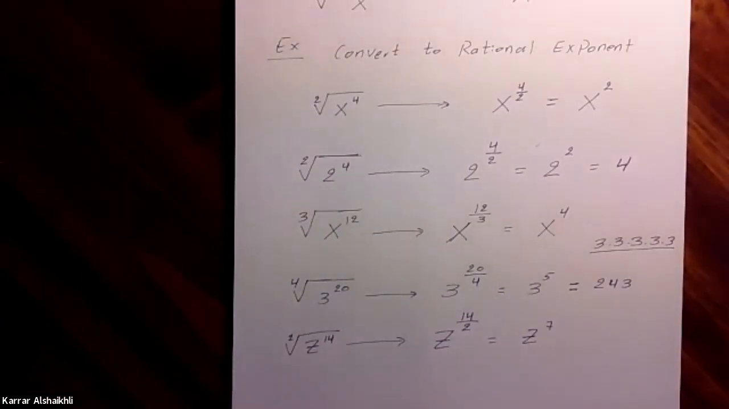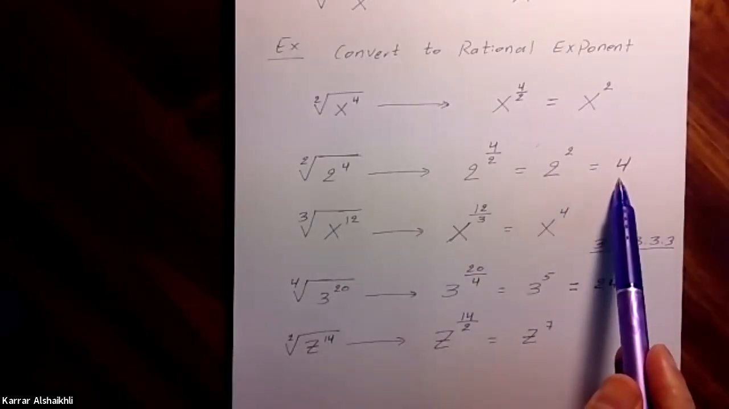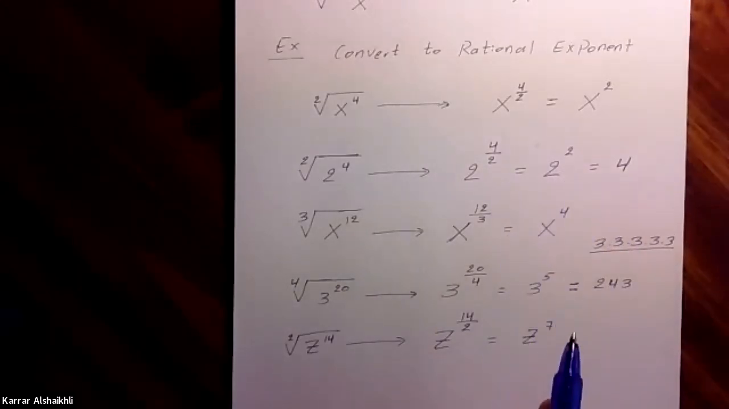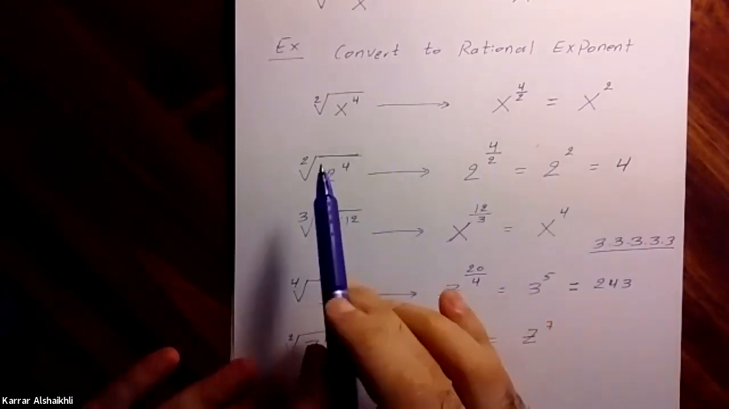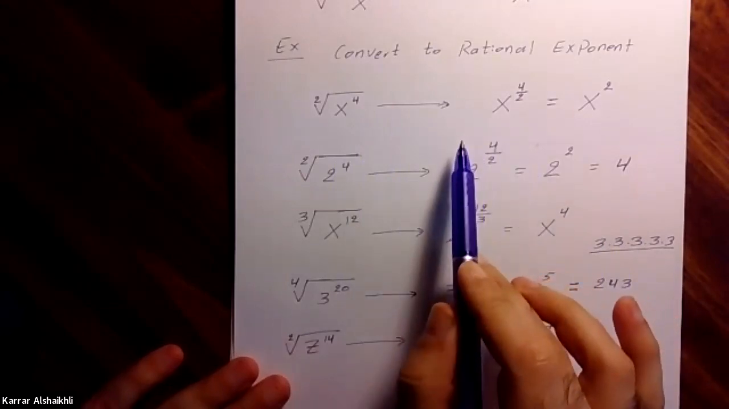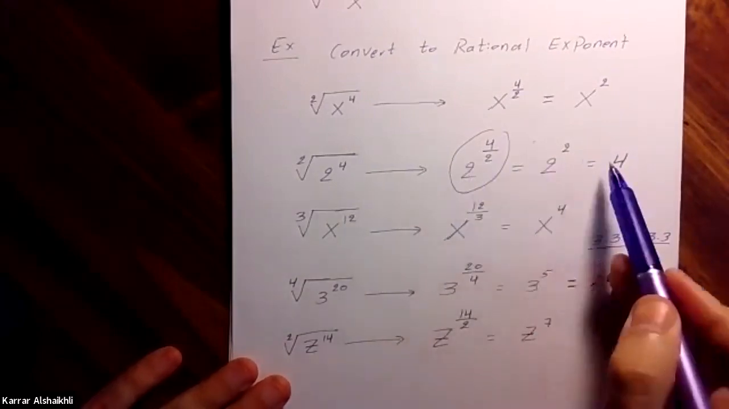Sir, for example, when it's 4 over 2, and then the next step is 2 to the exponent of 2, do we have to leave it like that, or do we have to put the total? Yeah, that's a good question. It depends on what they ask you in the online homework. If they ask you to convert from radical to rational, that means only this step. If they ask you to simplify it, you have to move on, okay?